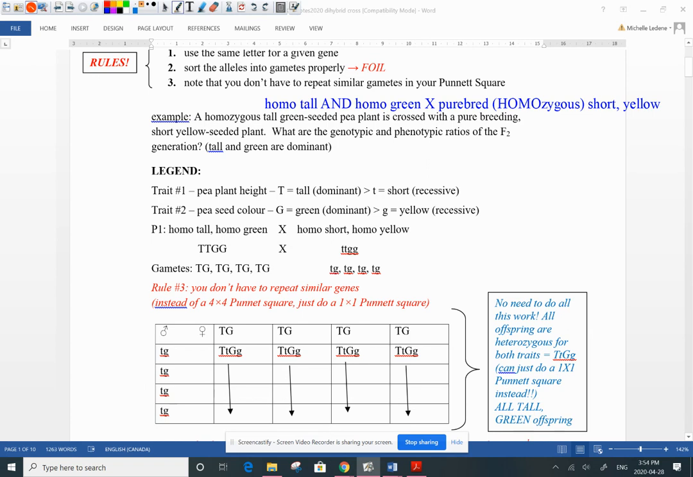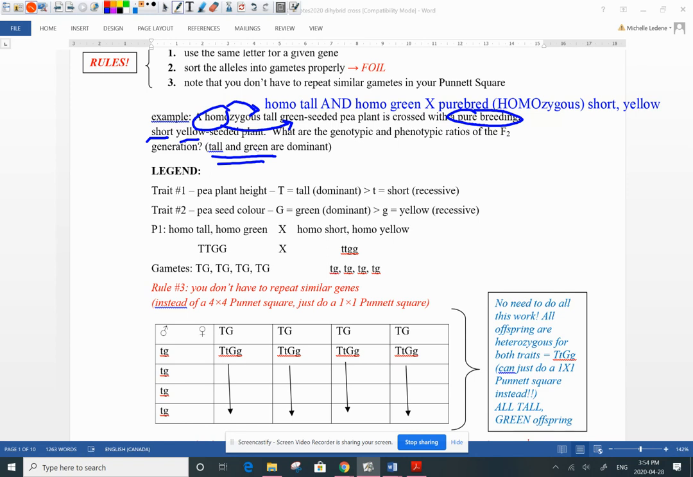So to start, we have a homozygous tall and homozygous green pea plant, and we're crossing it with a pure breeding. What does that mean? It means purebred. It's homozygous, both for short and also for yellow. And now here it tells you that tall and green are dominant.